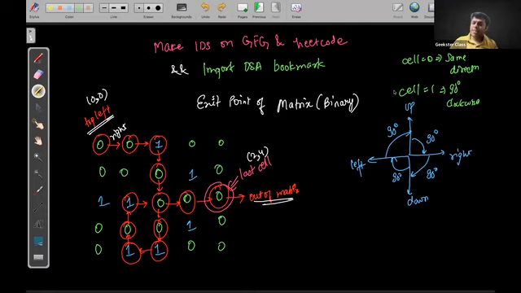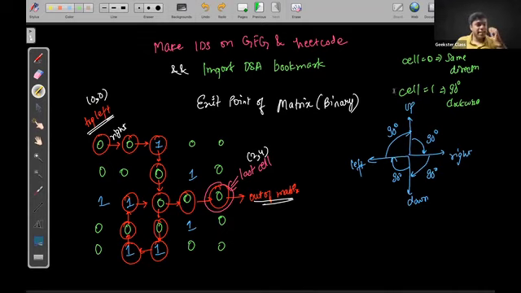Very good question asked by Arman. The question is, will we ever get stuck in a loop? Can we ever get stuck in the matrix itself, that is, we never exit? Is it possible that we never get out of the matrix, we never find an exit point? Is it possible or not?